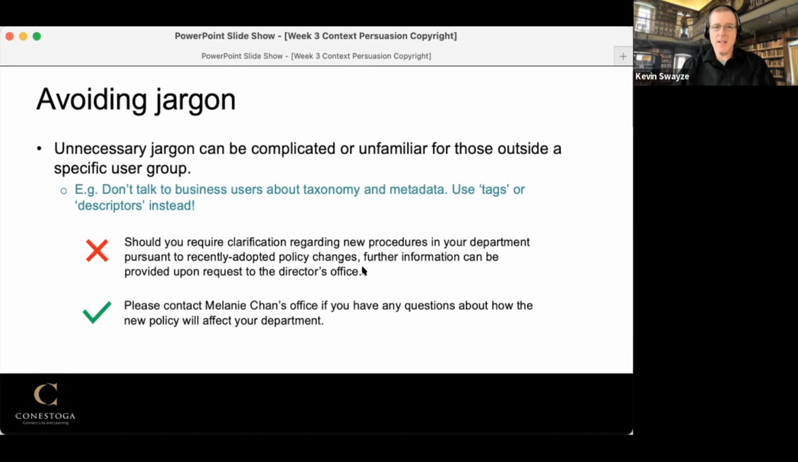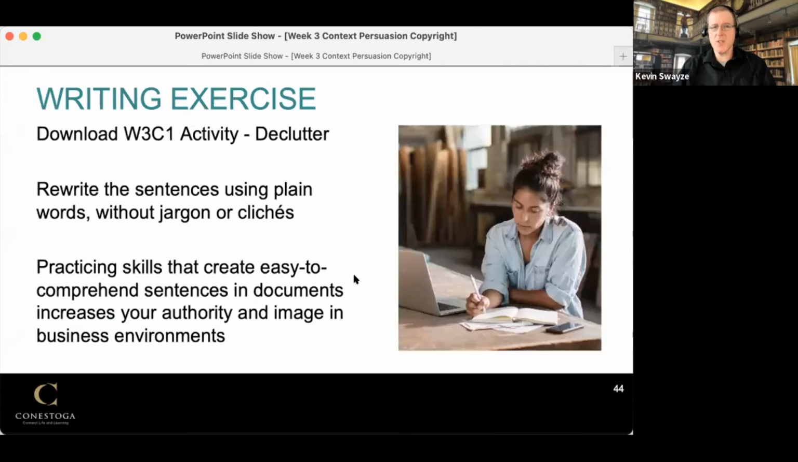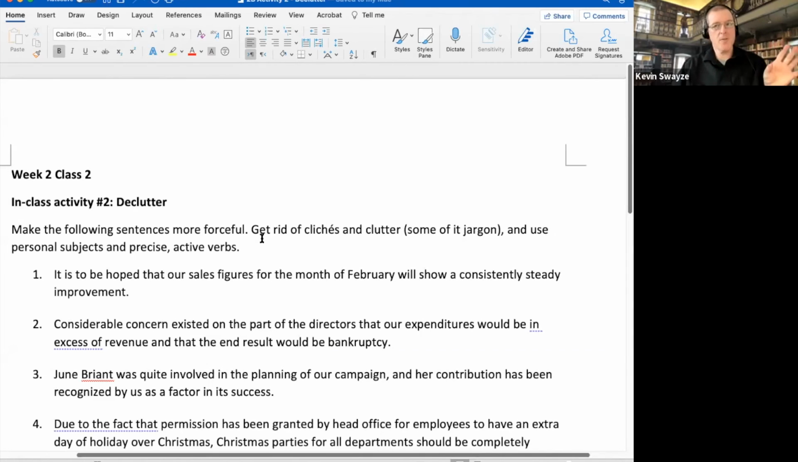Now, there is a little activity here about cliches. I'm not going to worry about it here, but what I would like you to do is look at the activity Declutter. I've got it on my large screen off to the side. I apologize, I'm not looking directly towards you now. Make the sentences more forceful. Get rid of cliches and clutter and use personal subjects and precise active verbs. So what I would do is this. The very first one, I'll use an example. I'll do it like this.